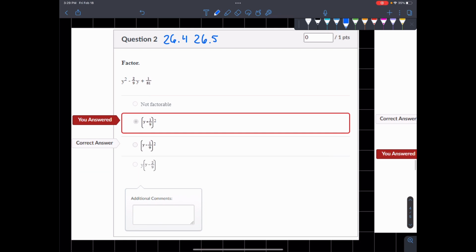This is question 2 of 26.4, 26.5. We've got this equation, and we want to factor it. Let's draw our brackets here. Two variables that multiply together to get y squared: that's going to be y and y. What we need are two numbers that multiply to make 1 over 81 and add together to make negative 2 over 9. So let's make a little table here.